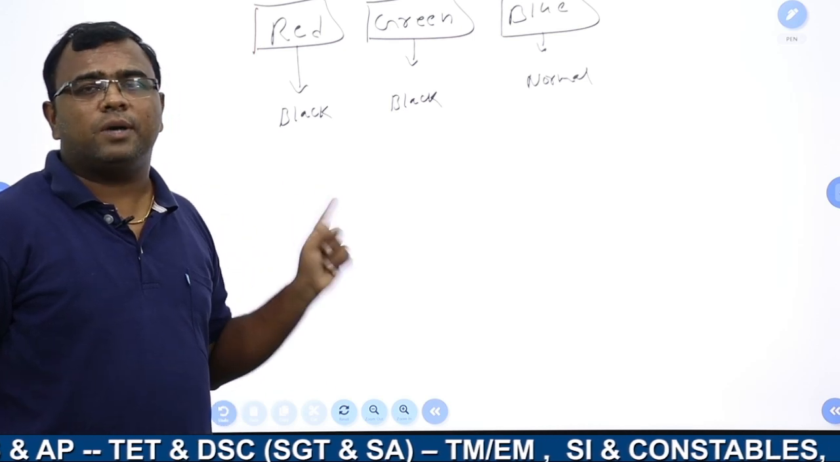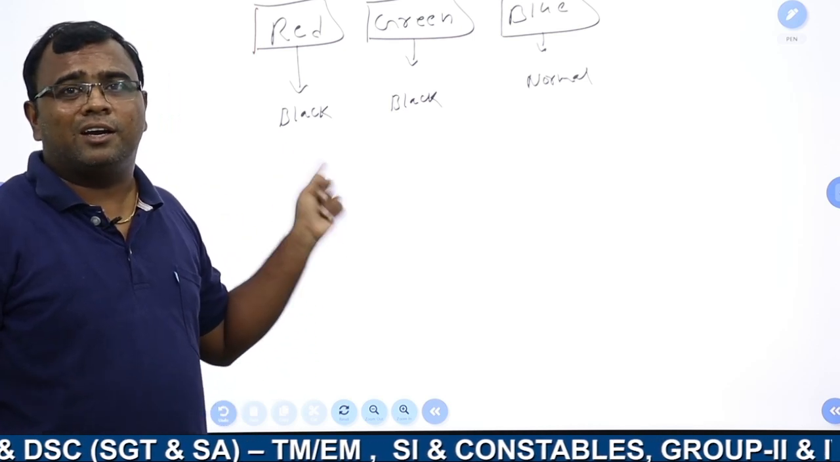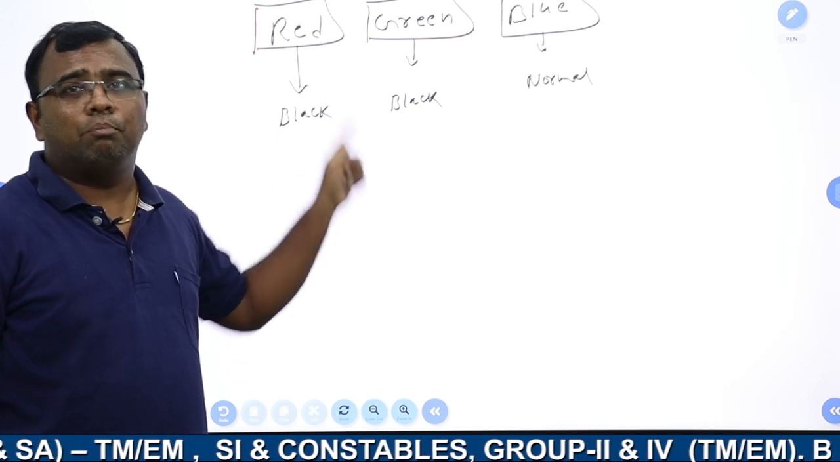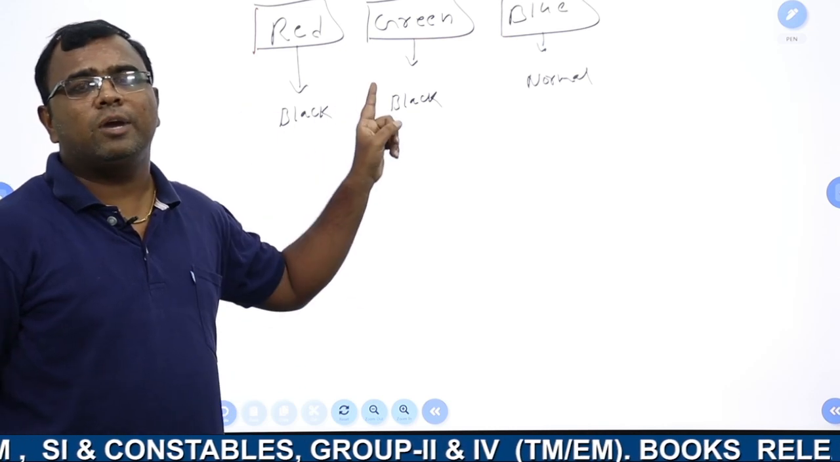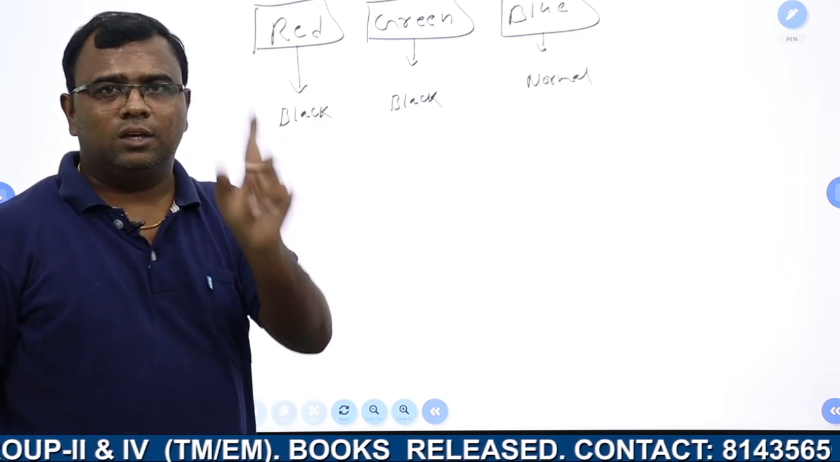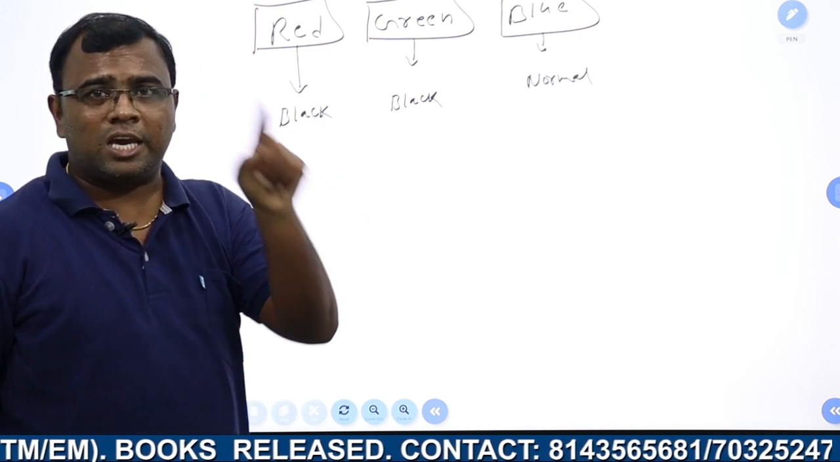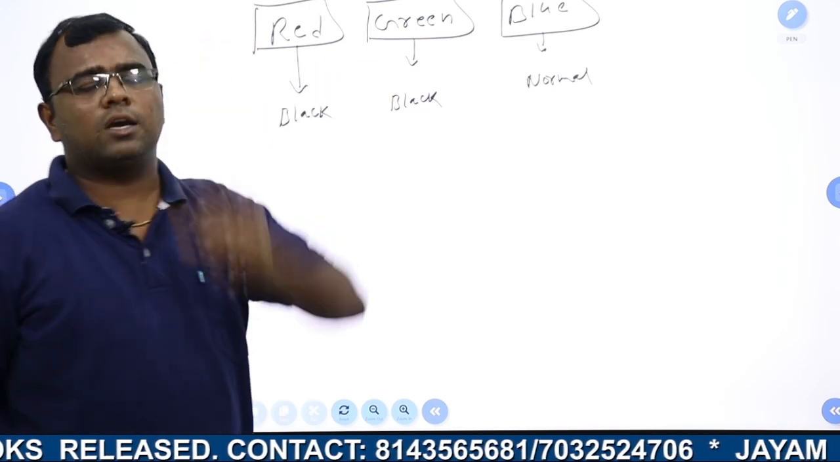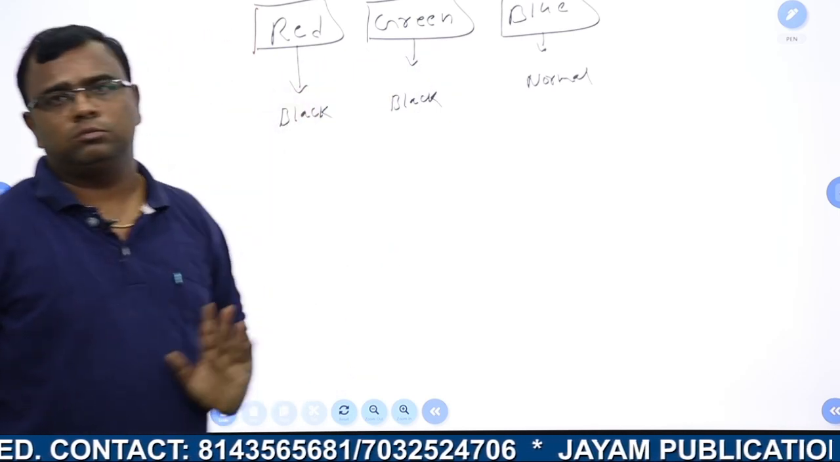In color blindness persons, the red and green look like black color, and the normal color is blue. In color blindness persons, the red and green look like black color, the normal color is blue.